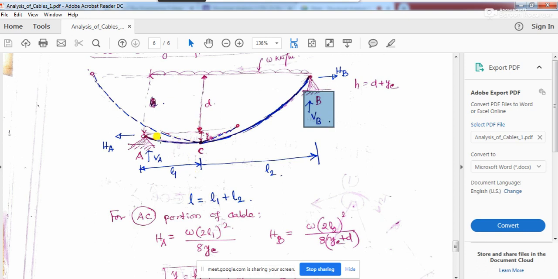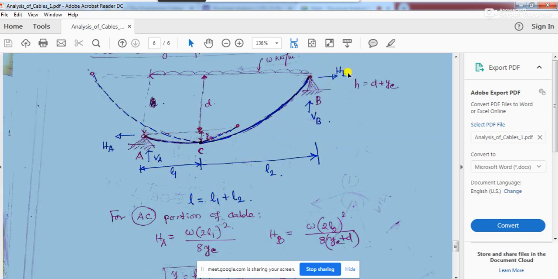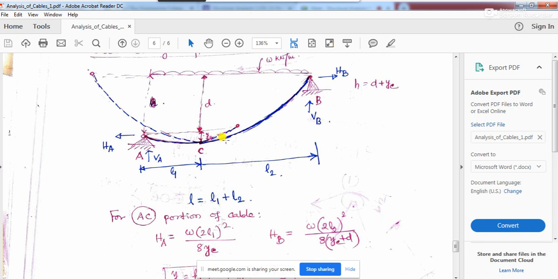On the other hand, if you observe, your HA will always be equal to HB, because the horizontal components of forces must equate each other, since these are nothing but hinge supports. So for equilibrium of the total system, the horizontal force component at support A must be equal to the horizontal reaction component at support B.